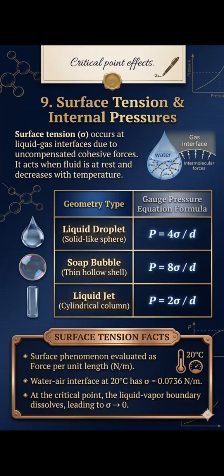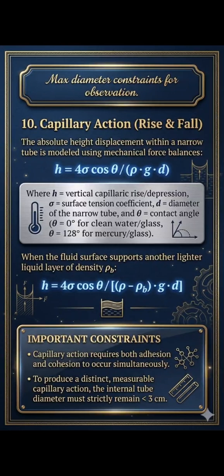Surface tension facts. Surface phenomenon evaluated as force per unit length. Water air interface at 20 degrees Celsius has sigma 0.0736 Newton per meter. At the critical point, the liquid vapor boundary dissolves, leading to sigma tending to 0.